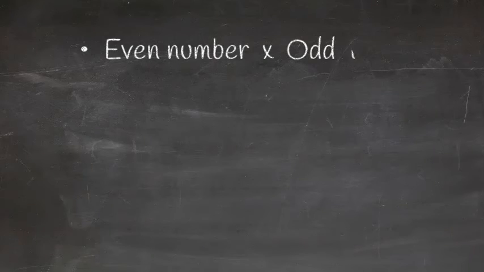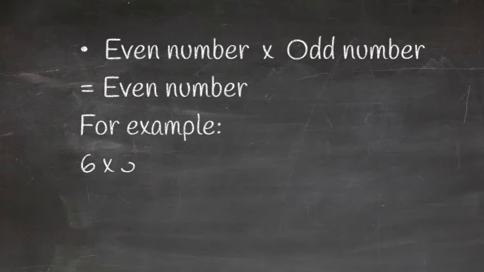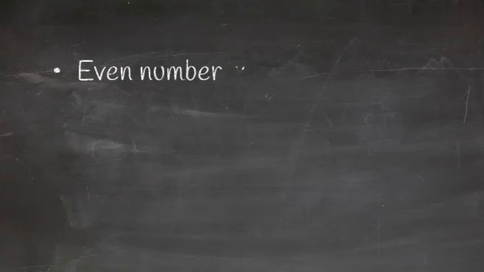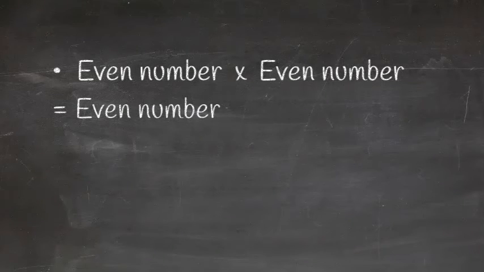Even number into odd number equal to even number. For example, 6 into 5 equal to 30, 8 into 3 equal to 24. Even number into even number equal to even number. For example, 2 into 2 equal to 4, 4 into 8 equal to 32.